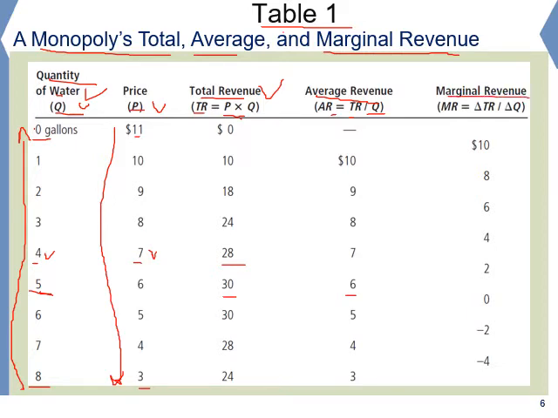Marginal revenue, MR, equals the change in total revenue divided by the change in quantity. For instance, the marginal revenue for producing the third gallon of water equals the change in total revenue, 24 minus 18, which is 6, divided by the change in quantity, 3 minus 2, which is 1. 6 divided by 1 is 6. The marginal revenue will be 6.